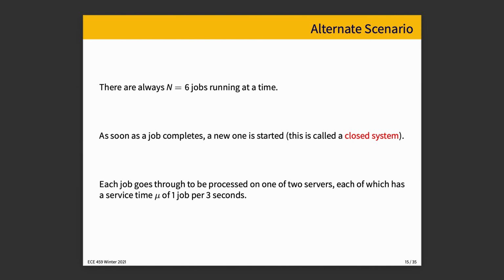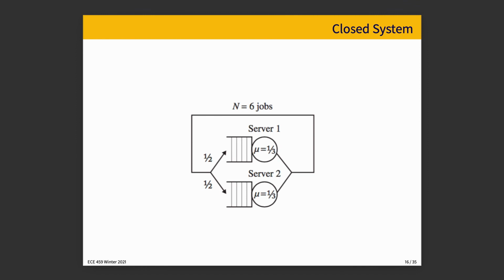So we have 2 servers, and each job that goes through will be processed on one of them, each of which completes, on average, 1 job in every 3 seconds. So here's our closed system, right? We have a splitter at the input that sends half the jobs to server 1 and half of them to server 2, each of which has its own little queue. Each server has a completion rate of 1/3, which is to say that it takes about 3 seconds to complete a job on average. And then as soon as one of the jobs is complete, that's the trigger to send a new one into the queue. And that's why there is a line that connects the output and input, thus indicating here a closed system.